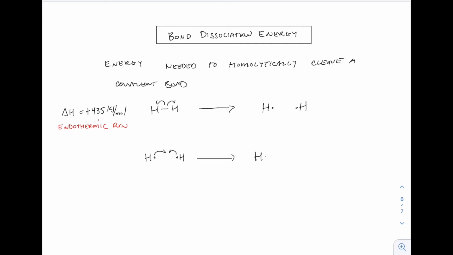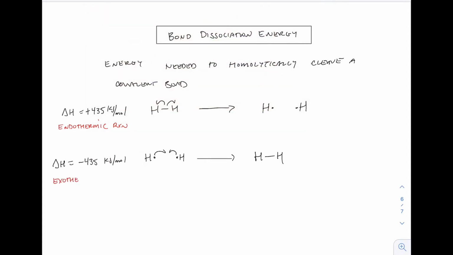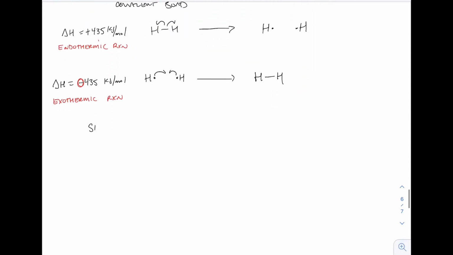And then anytime you're forming a chemical bond, just like we are here, it's negative, and negative 435 kilojoules per mole is exothermic. Remember, this is equal and opposite in magnitude to the bond cleavage of this hydrogen bond. A couple more definitions or trends: the stronger the bond, obviously, the higher the bond dissociation energy is going to be. That would be like a single bond compared to a double bond compared to a triple bond.